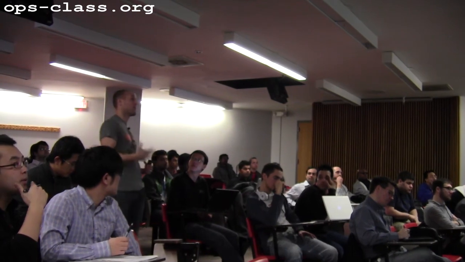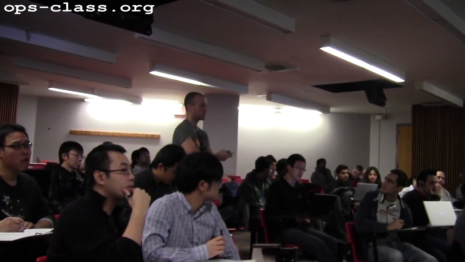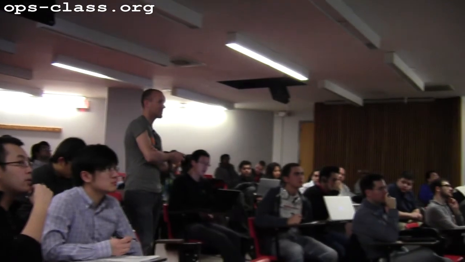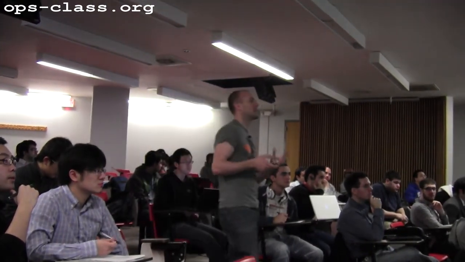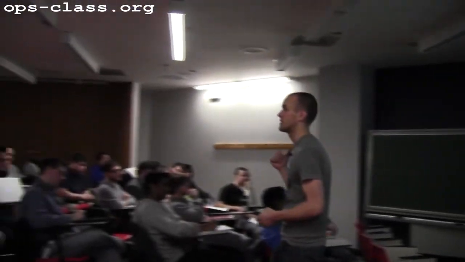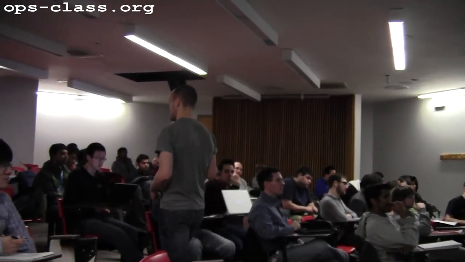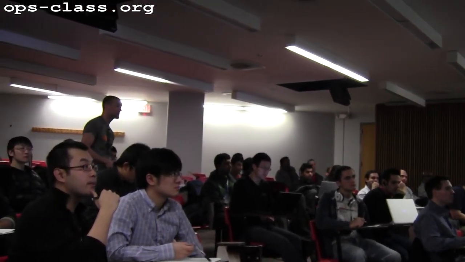Check if there's a segment defined. So is there a segment defined that contains this address? Yes or no? Yes. Which one is it? The second one, right? This contains virtual addresses from 130,000 to 150,000. The bound is 20,000, okay? Now this is a store. Does the process have permission to write to this segment? Yes. Okay, so the address could proceed, that's nice.